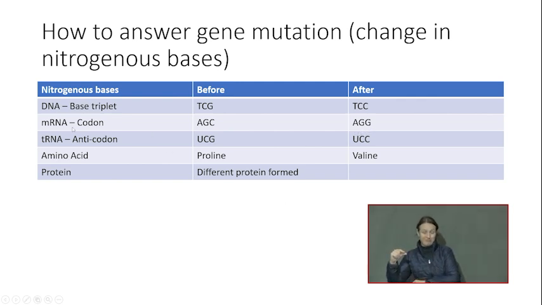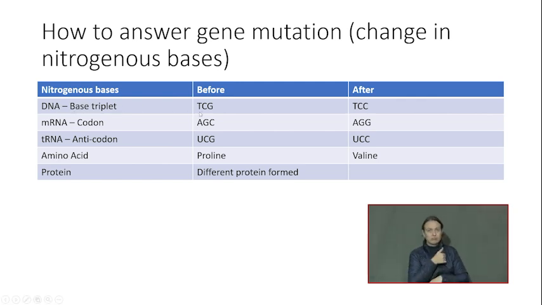Now, when you get to tRNA, it does not change. But what does tRNA do? It brings the required amino acid to the ribosome. So it means the anticodon on tRNA will bring valine, the one after, instead of proline, leading to the formation of a different protein. Is it clear, ladies and gentlemen?